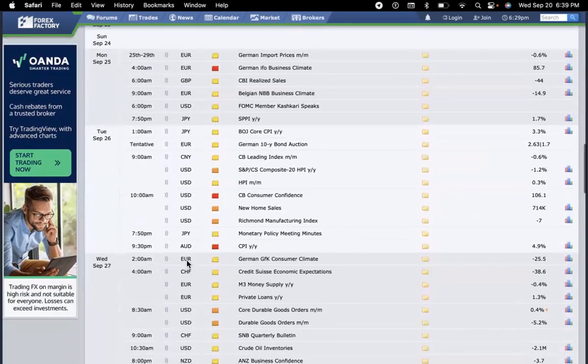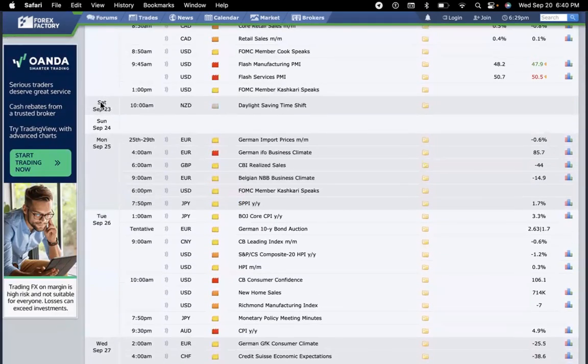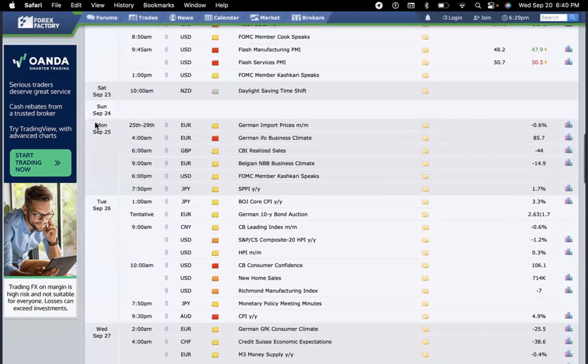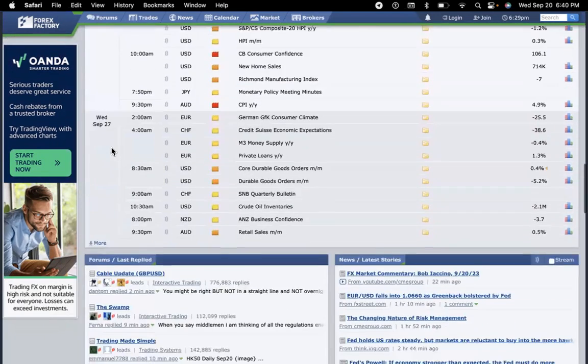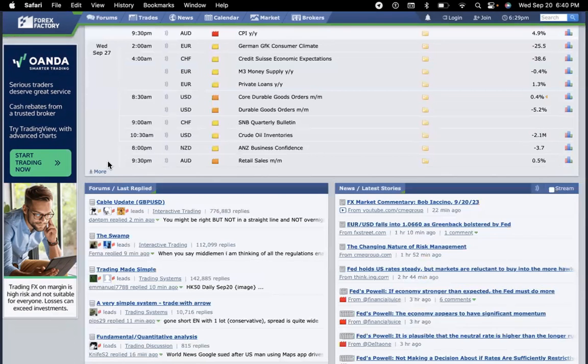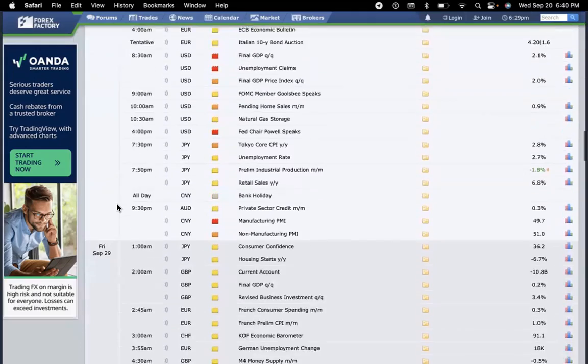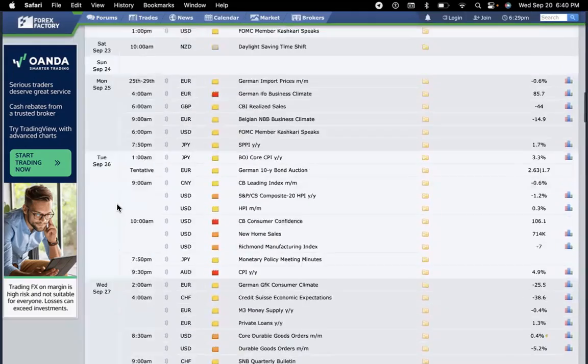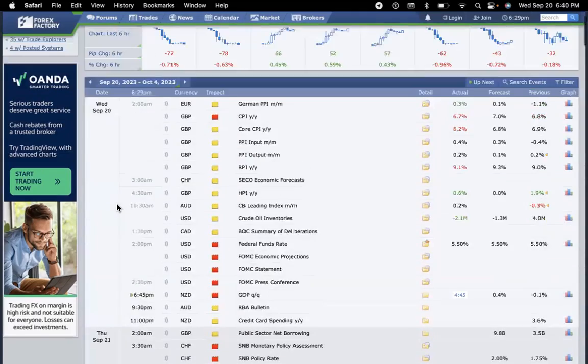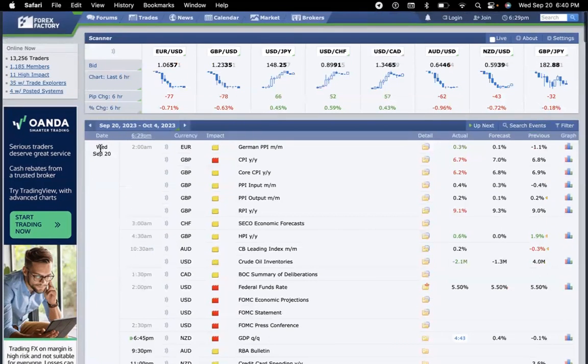And then this goes on and on. We're Saturday, September 23rd, which hasn't happened yet. Sunday, we know the market is closed. And you can really see what's happening for the entire month. If you're a swing or position trader, it's nice to know what's going on with the pairs that you usually trade.